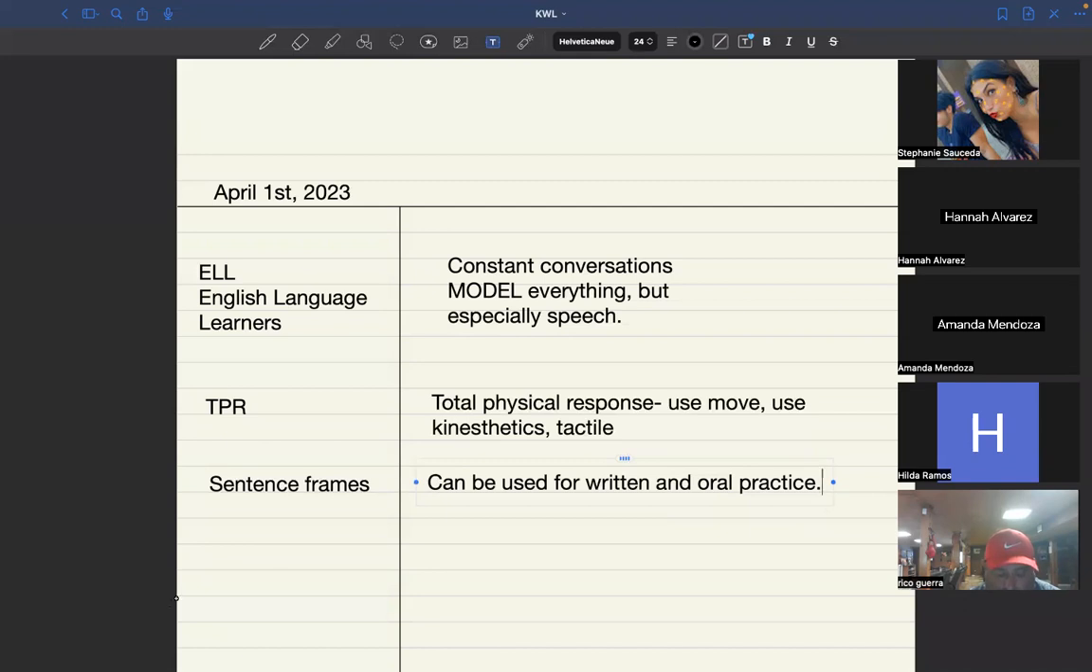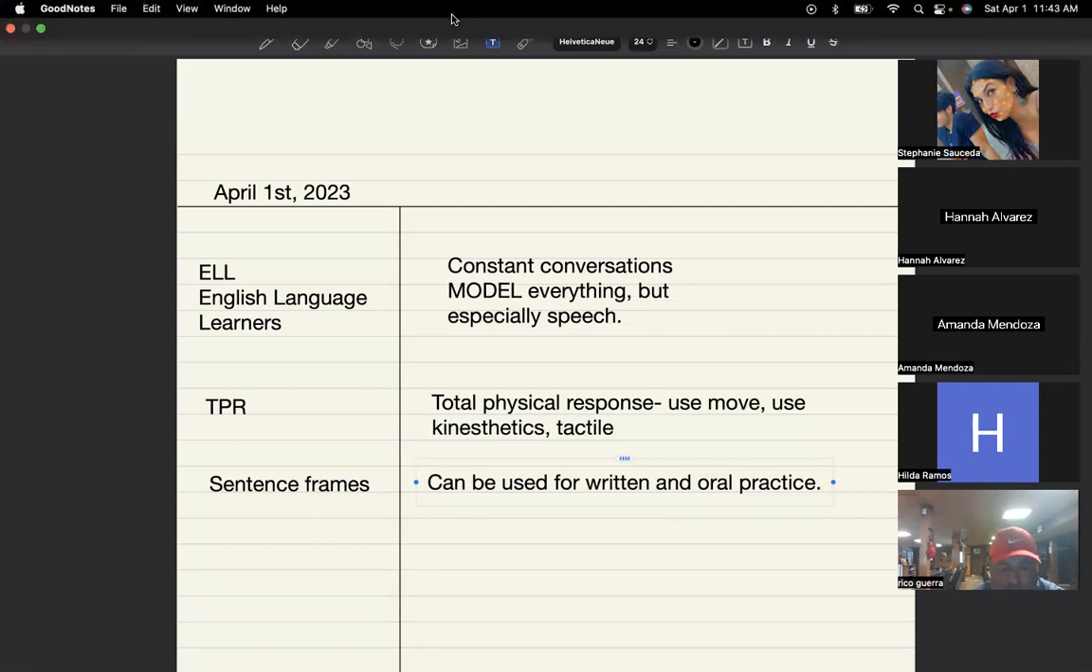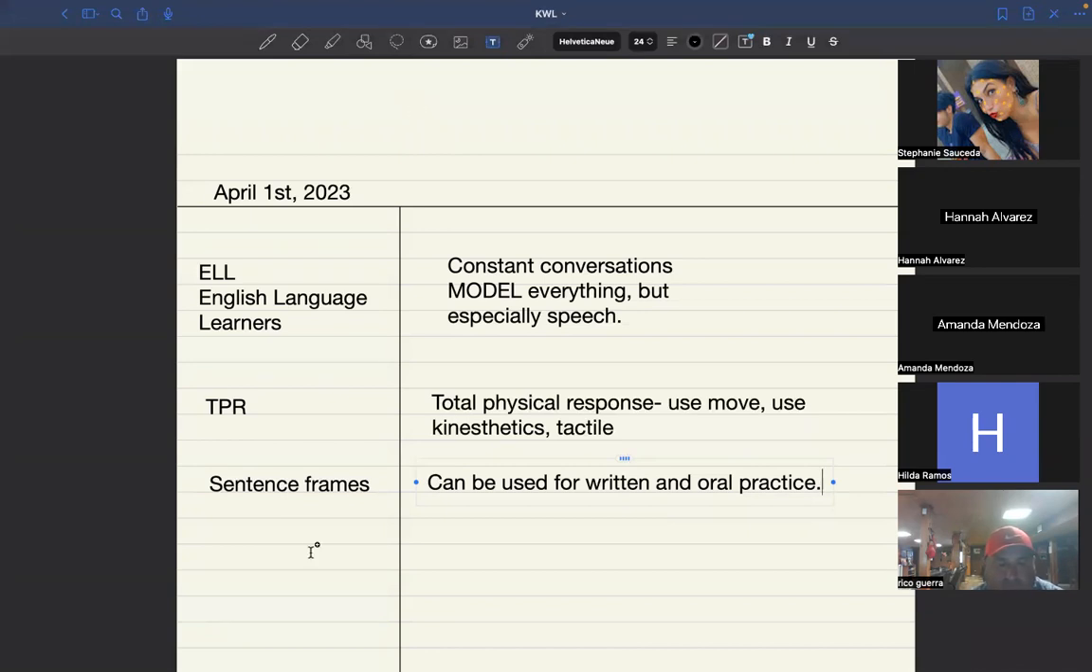What was another thing that you guys said right now? I don't know if someone's talking. Did someone put anything in the chat? Sentence frames. What else? It's something that we said already, but it's worth mentioning again. Visuals, right?